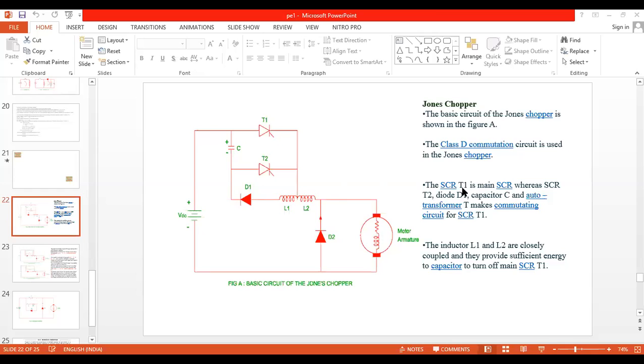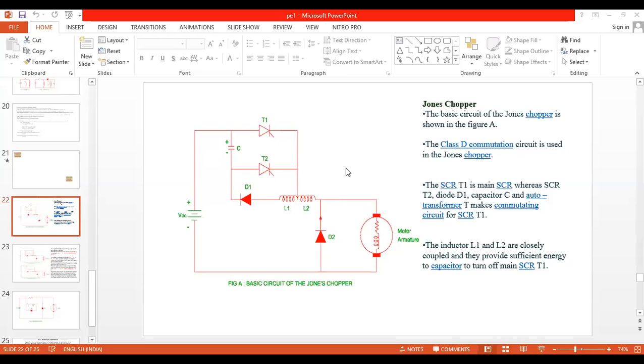SCR T1 is the main SCR to turn on the motor and rotate the motor. Once the SCR is on, we are supposed to turn off the main SCR. How to turn it off? With the help of commutating components. What are the commutating components? Once again, capacitor, SCR2, and the mutual inductor, that is the center tapped transformer, to make the commutating circuit for the SCR. L1 and L2 are closely coupled and they provide sufficient energy to turn off the main SCR. If a single inductor is not able to turn off the main SCR, then we can go for the center tapped transformer.